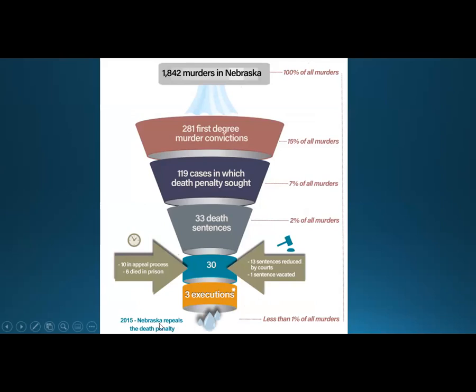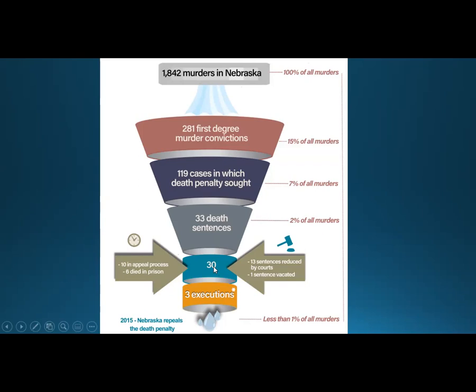And this is in 1950, Nebraska. Okay, you have almost 1842 murders, not all first-degree capital offenses. So then you find that you have 281 first-degree murder convictions. Maybe some have aggravating factors, and maybe some have mitigating factors. Maybe some are in small towns that can't afford the death penalty. You look at those, then 119 death penalty sought. And of those that were sought, the verdict actually came back 33 death sentences.